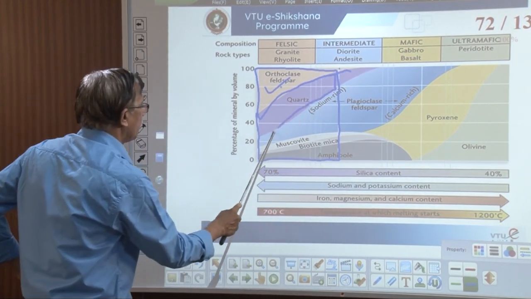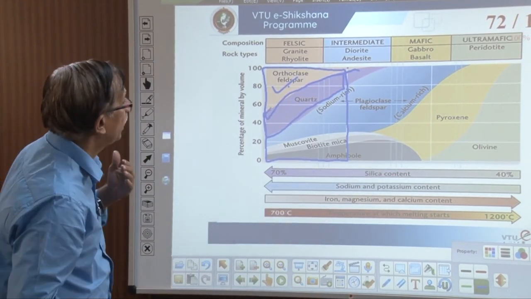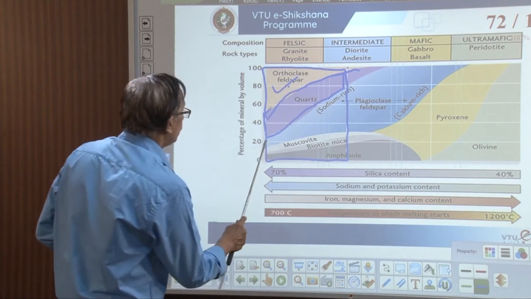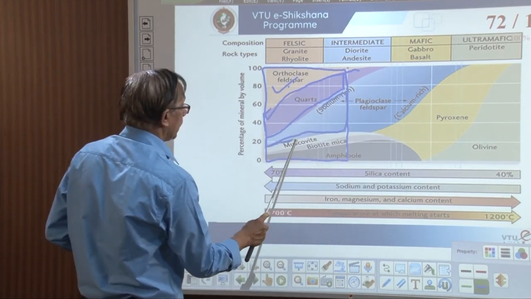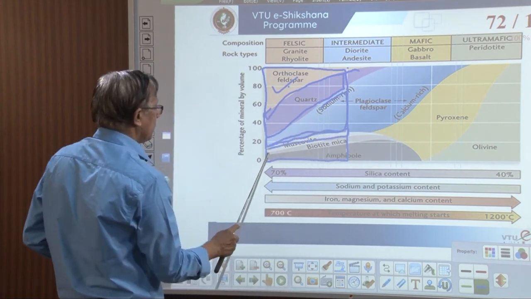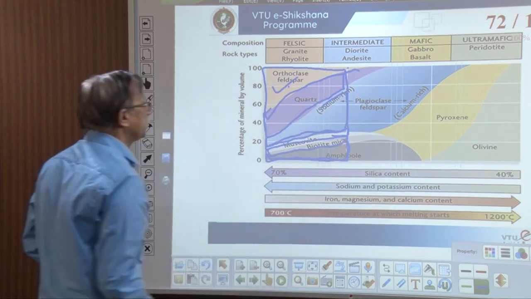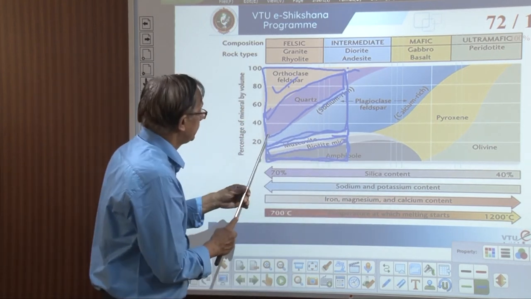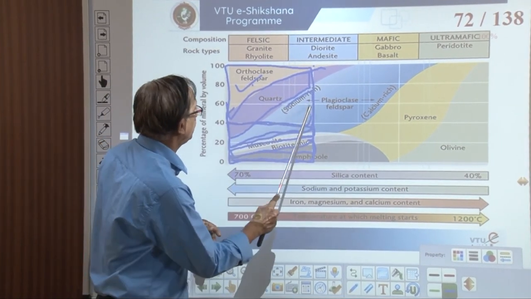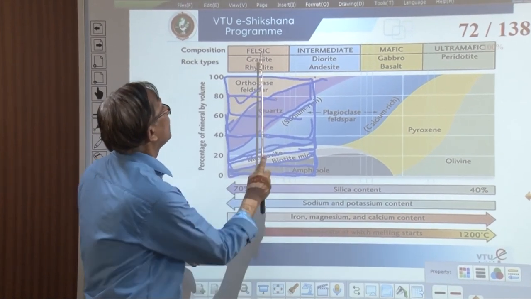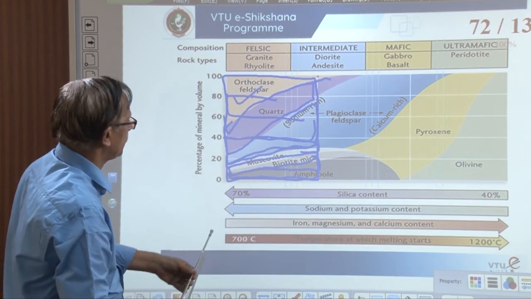Quartz may be 45% to 50%, correct? Then there may be other minerals, sodium rich minerals may be there. Then muscovite can be another 10%, biotite can be another 10%, amphibole can be another 10-15%. It means this range. If I have this rock, this rock, this rock. Felsic is one broad composition. Within the felsic, I can have different types of rock.